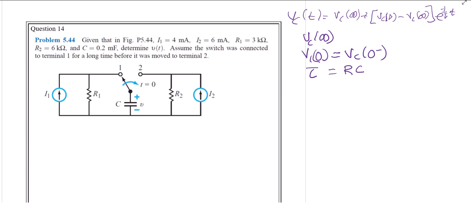So the first thing you want to do is to draw the circuit, how it looked before the switch. So we're assuming it was connected to terminal 1 for a long time. So if that's the case, then we do have a current going on over here on the right-hand side, but it's not affecting our capacitor. And we're looking for the voltage across the capacitor. We're looking for V of t, so that's what we're looking for. So it had been like this for a long time, which means that the capacitor is acting like an open circuit.